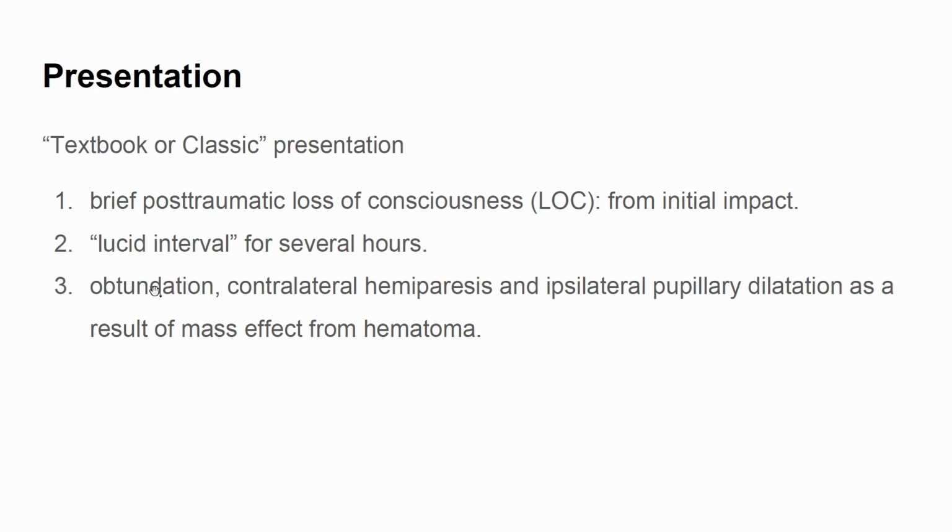Okay, then we have what's called the obtundation phase. The obtundation phase means the deterioration of the patient. So as the hematoma itself accumulates, the patient will start to deteriorate. So you may see loss of consciousness, or the GCS will drop. You may see contralateral hemiparesis as the hematoma is pushing or compressing the brain. You may see ipsilateral pupillary dilatation. And this is, as I said, the mass effect of the hematoma itself.